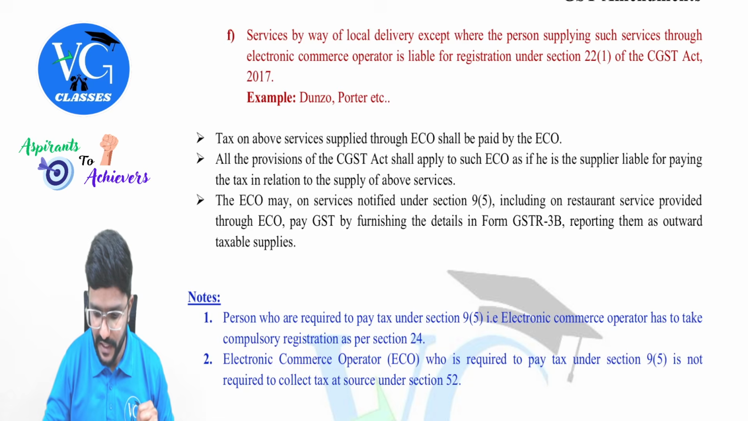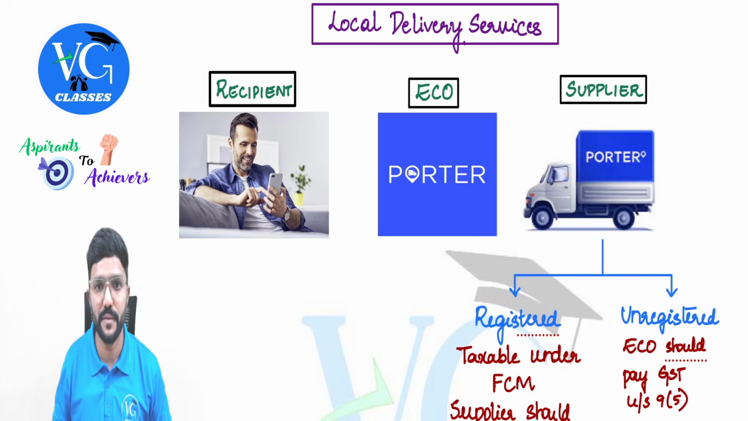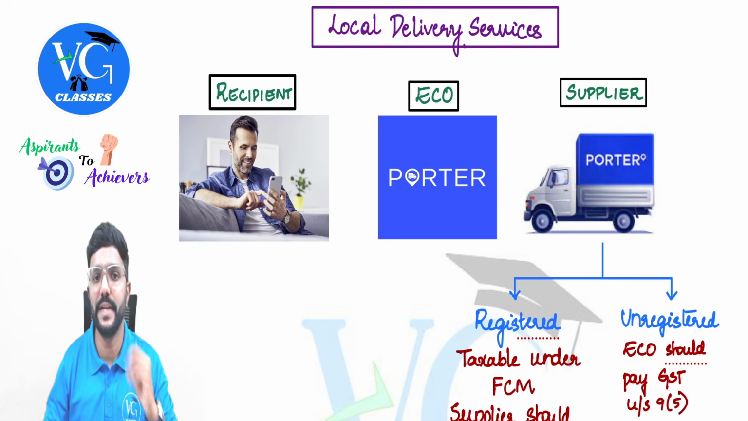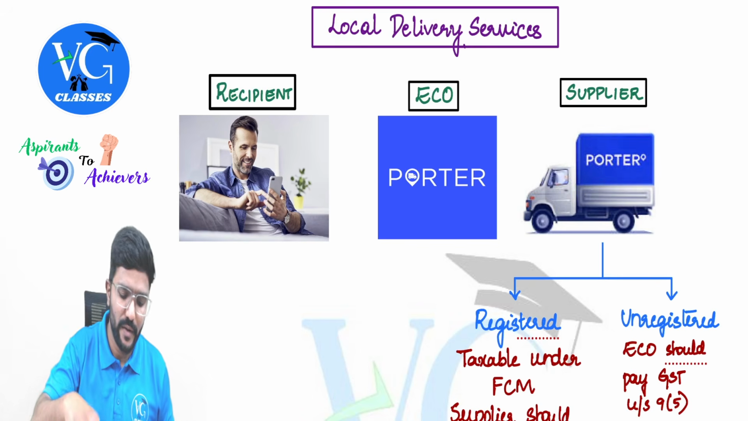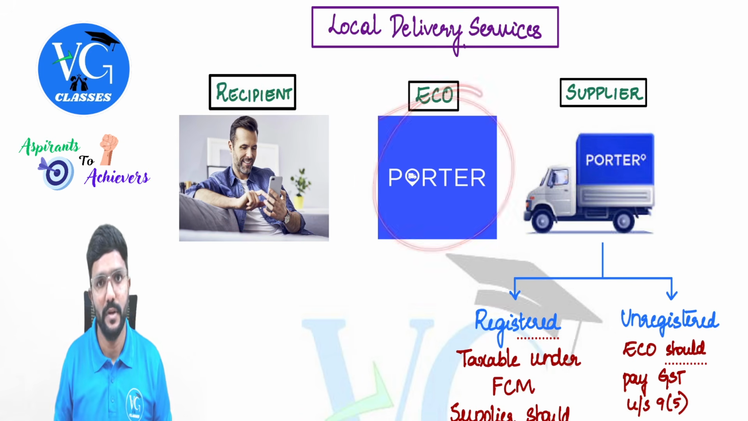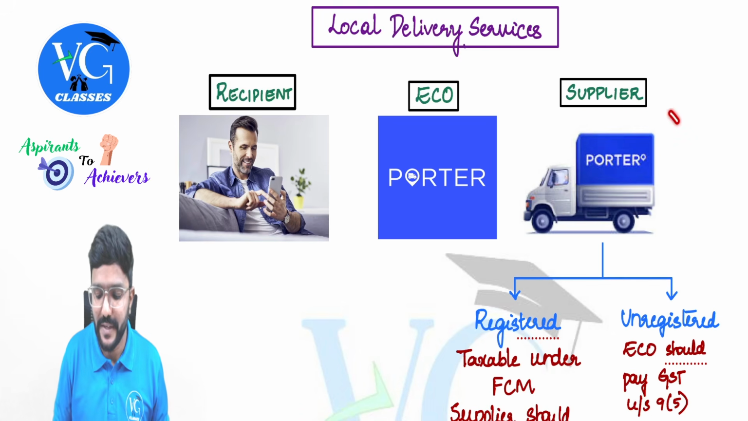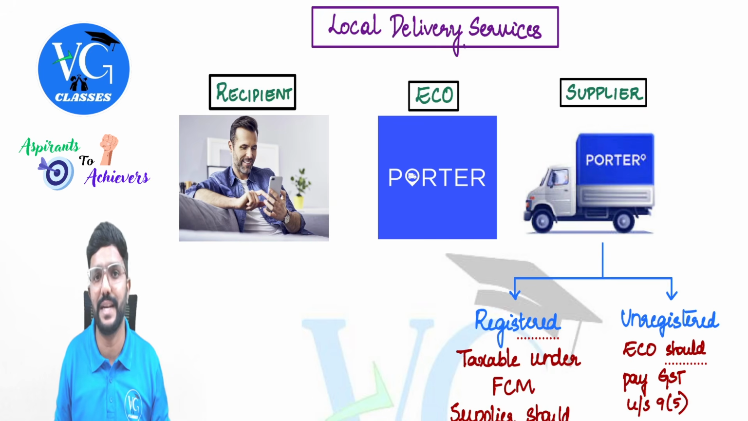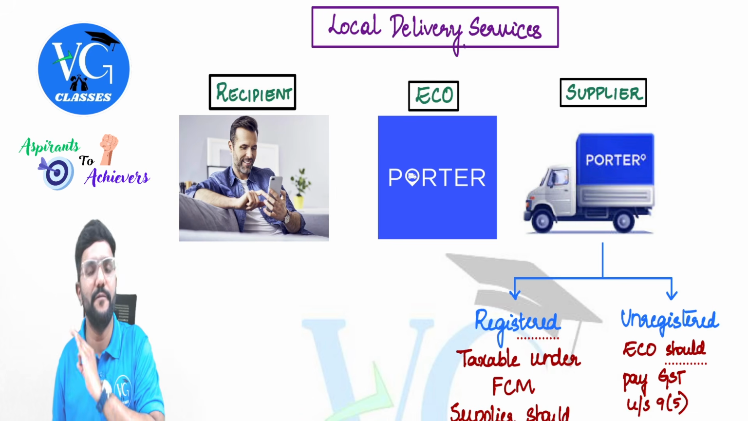I will explain this with a chart. You can observe here. Local delivery services. Assume guys, I or you are booking the delivery services through Porter, and actual supplier is not Porter. They are just the platform. The person who owns the vehicle is the supplier. Correct. So normally the vehicles are not owned by Porter, guys. It is just a platform. It is just an aggregator. The vehicles are actually owned by various different people.